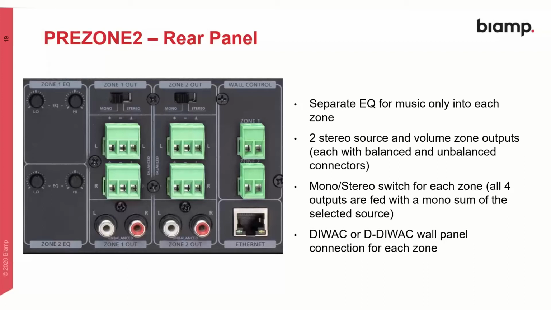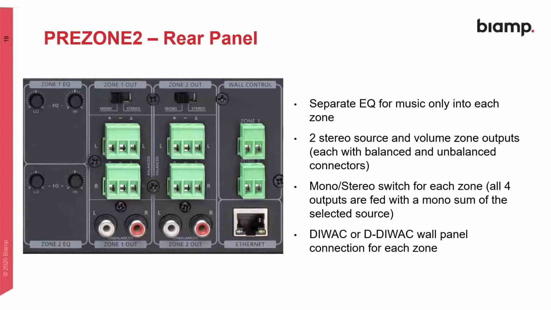Also note that both the Zone 1 and Zone 2 outputs have both balanced and unbalanced stereo outputs there. So depending on the equipment you're connecting to, you can choose the required cables or required connection points. Then lastly, on the right-hand side, we have 2 connection points for wall mount control. So this is where you can connect our DIWAC or DDWAC wall panel controls, one for each zone.